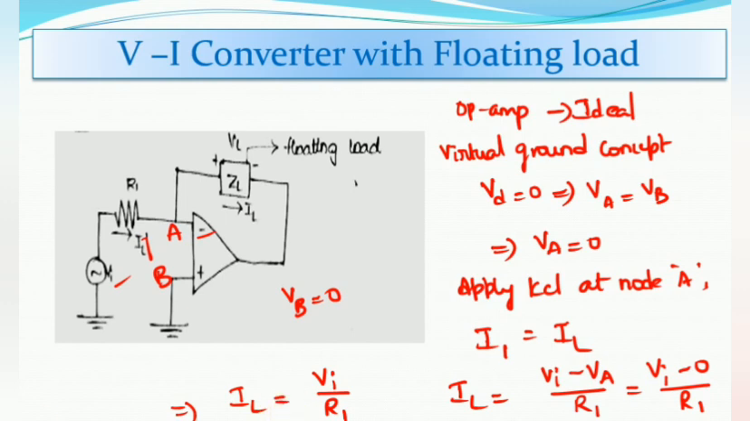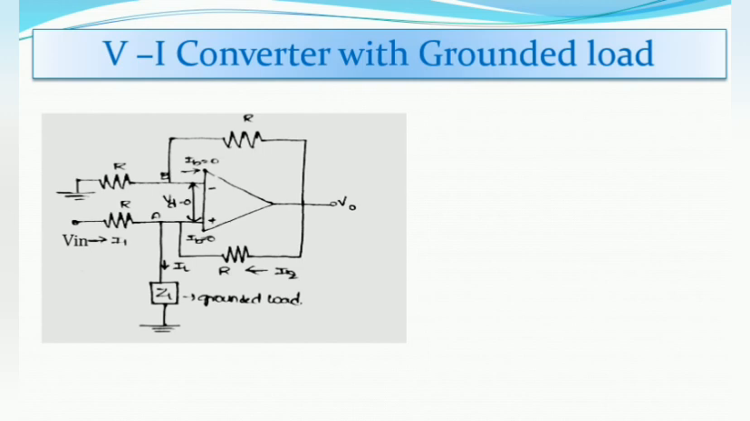Now let us see the second concept, that is V2I converter with the grounded load. Okay, so this is the circuit for the grounded load V2I converter. Here this input signal is applied to the non-inverting terminal of the op-amp, and the load is connected to the ground. That is, one end is connected at the input and the second end is connected to the ground. So this is the grounded load. Now we have to calculate the value of IL, and see whether it is directly related to the Vin or not.